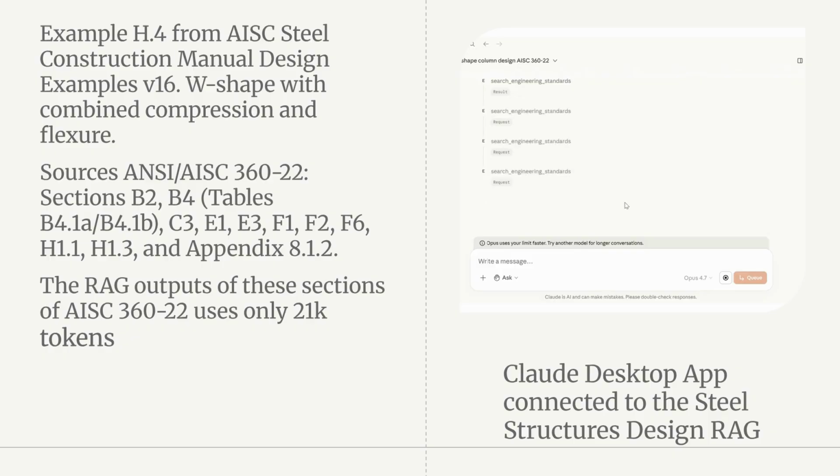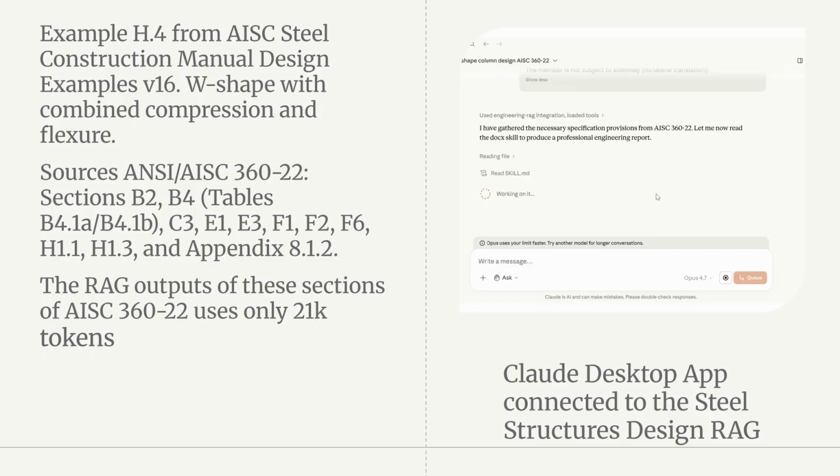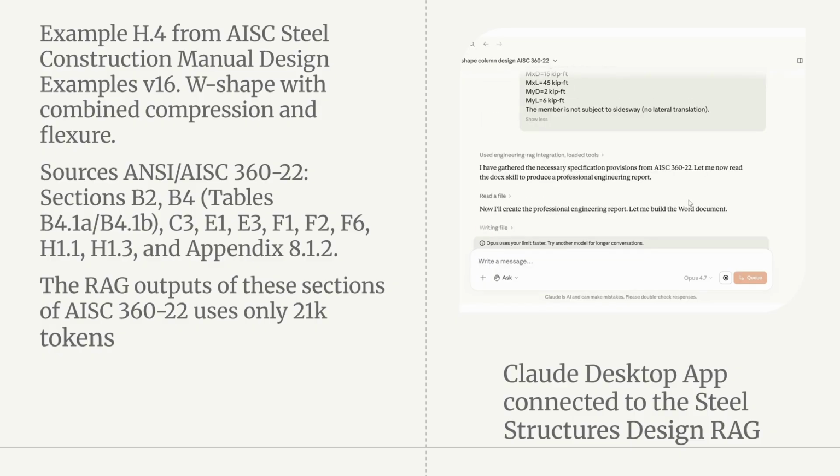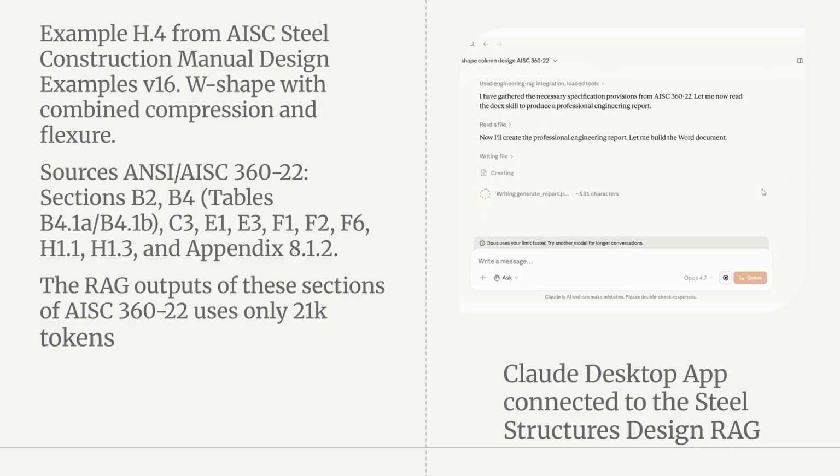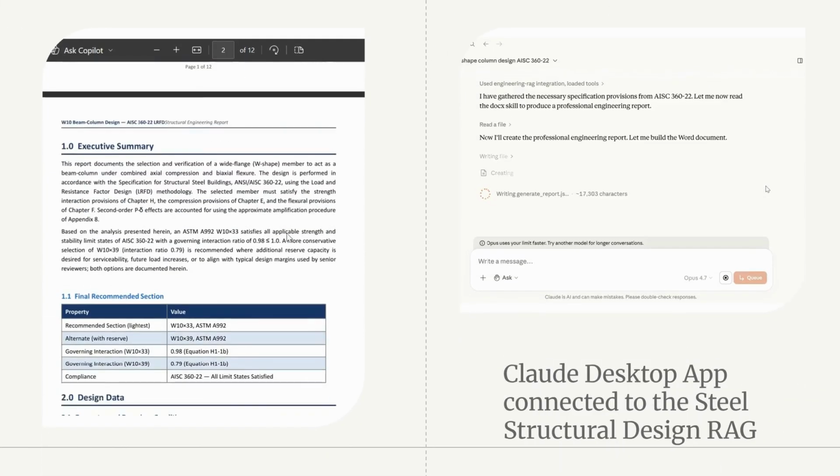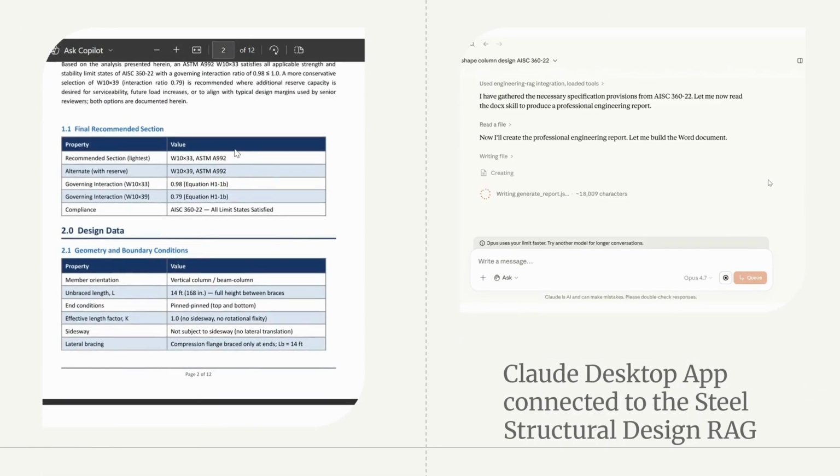Example H4 from the AISC design examples is shown, and the Claude design results compare well with the AISC solution. Other examples are being added to my YouTube. This example is a beam column, which is why so many spec chapters were required. The report is prepared as a professional structural engineering document, as was requested in the original prompt.